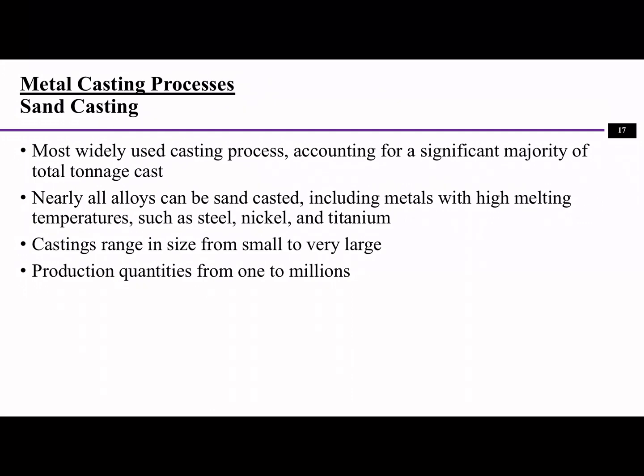One common casting process we see is sand casting. Sand casting has been widely used in the casting industry. It's probably the most common casting process we see in our life or in industry. Nearly all alloys can be sand cast, including the metals with high melting temperature like steel, nickel, and titanium. Also, we can cast very large products to very small products as well. They can make a high quantity of parts with sand casting.